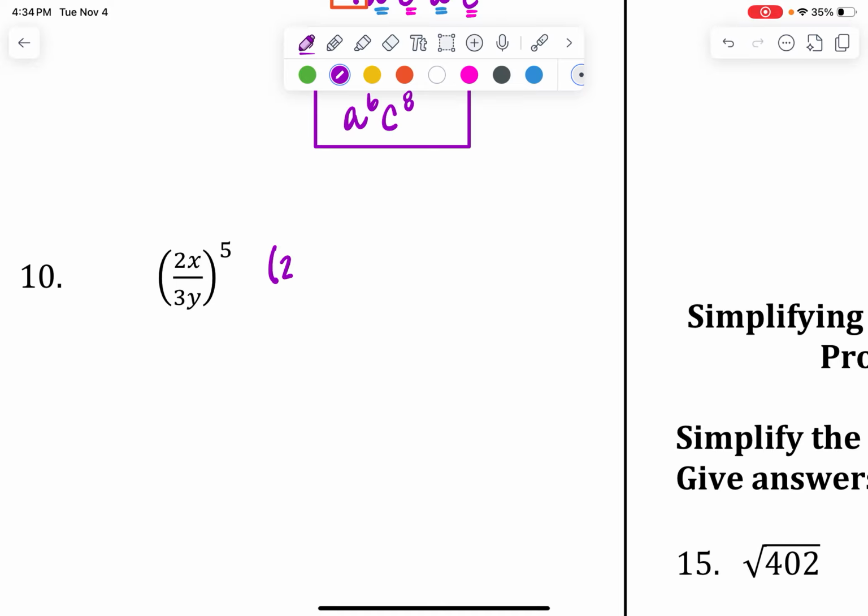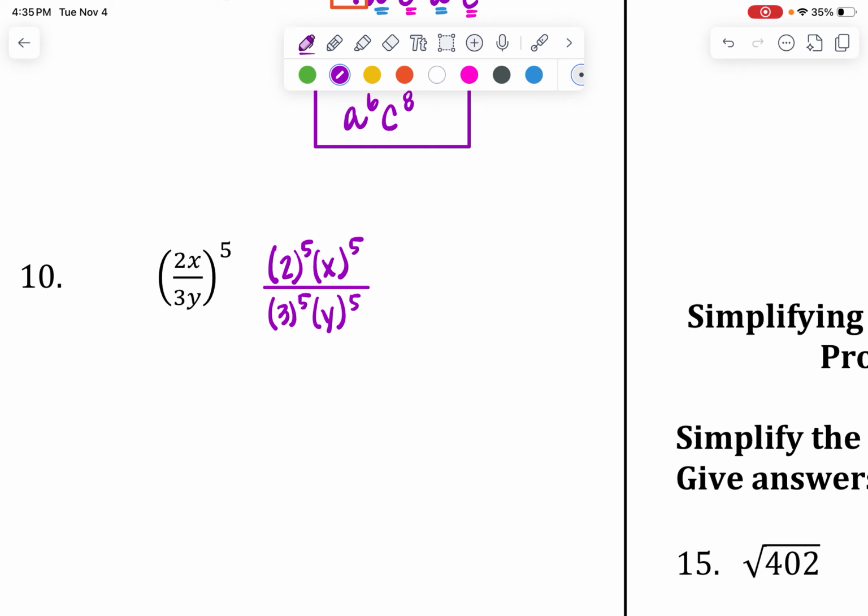So when I rewrite this, the 2 gets the 5th power. The x gets the 5th power. The 3 gets the 5th power. And the y gets the 5th power. All right, so I'm just going to write it like this first because visually I just want to make sure I've given every single factor inside the 5th power that's on the outside.